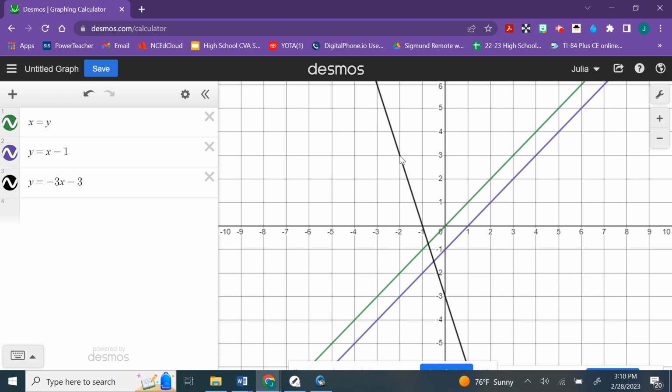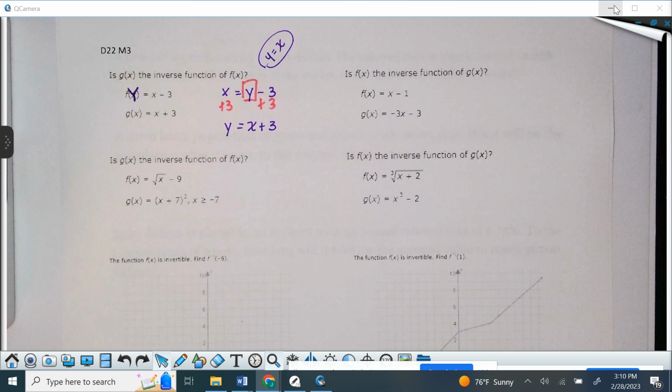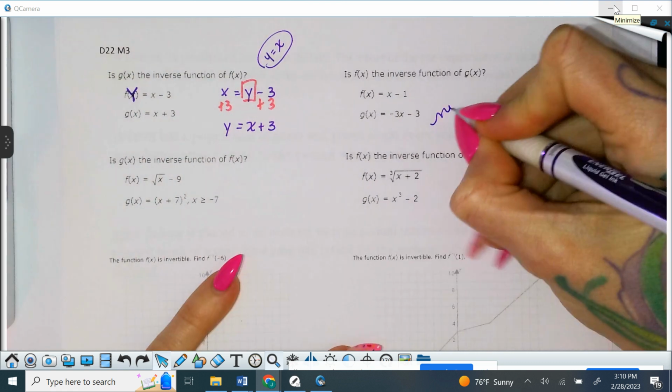So if I go back over here to negative 2, 3, then that means at 3, I should have a coordinate at negative 2. And in that case, this purple line is not down there. So then you would type in here, no, these are not inverse functions. And then you would screenshot and submit this as far as today's assignment and expectation. Just kidding. So in this case, these are not inverses because they are not reflections in the graph.